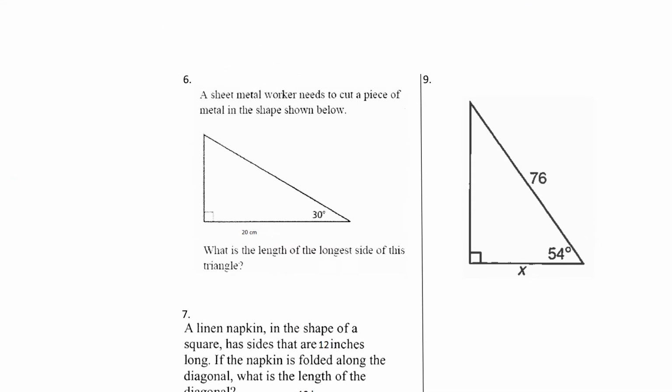Next one, number 6. What is the length of the longest side? The longest side is going to be the hypotenuse. I'm looking for that. Here's the angle I know. We have H, A, O. Of those, the O is the one I do not care about here. So this time it's A and H that I'm looking at. A and H, CAH. C tells me cosine. So cosine of 30 degrees equals the adjacent 20 over the hypotenuse x.